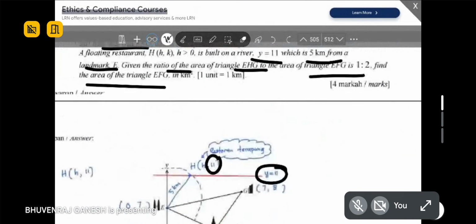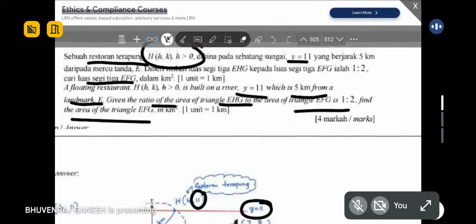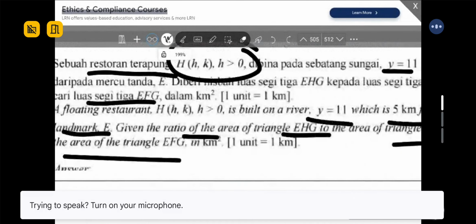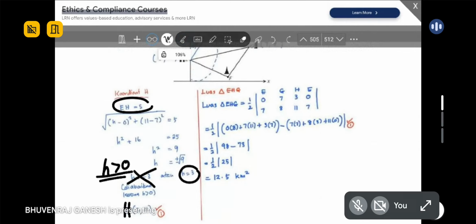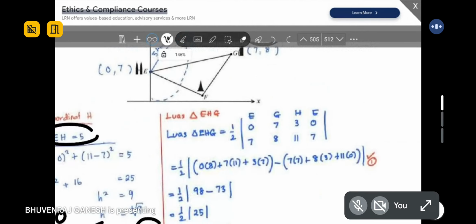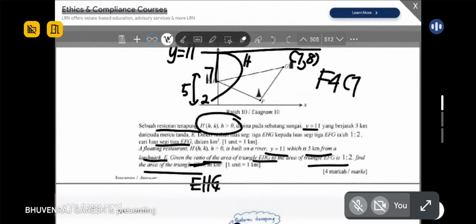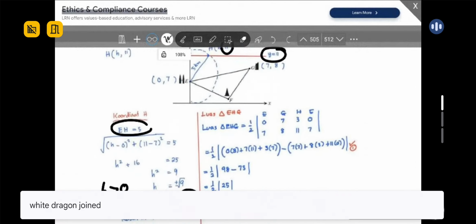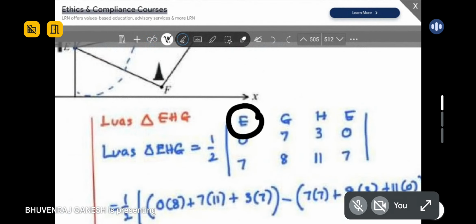And then you can find the area of, I think the question here has a mistake. The question actually wants you to find for EHG, not EFG, guys. Soalan ada silap. They want you to find for EHG only. Okay, so it's very simple already. You have all the coordinates: H you have, E you have, G you have. So just use the half modulus formula. Remember, guys, if your coordinates start with E, you must also end with E. Akhir dan mula dengan coordinate sama.